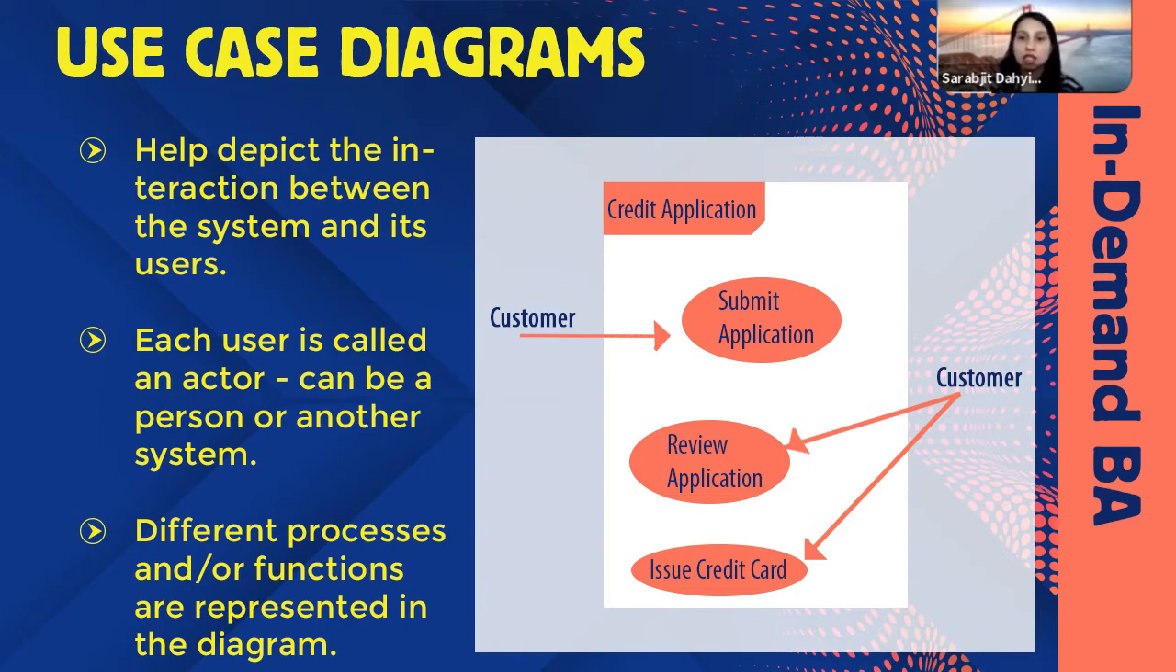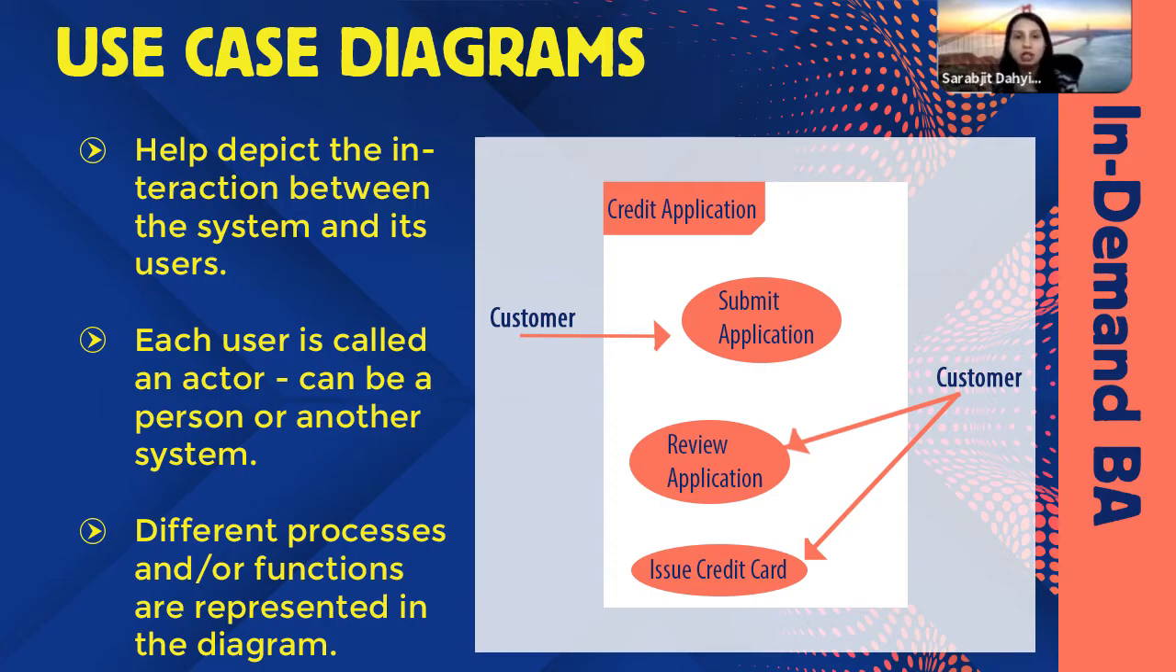So we'll have lots of user stories in how does a customer submit an application. From this, the bank or the credit card company should have the ability to review the application, and then based on the review of the application, issue the credit card. So you see there are two primary actors: the customer or the applicant of a credit card, and the credit card company. Does that make sense, you guys?